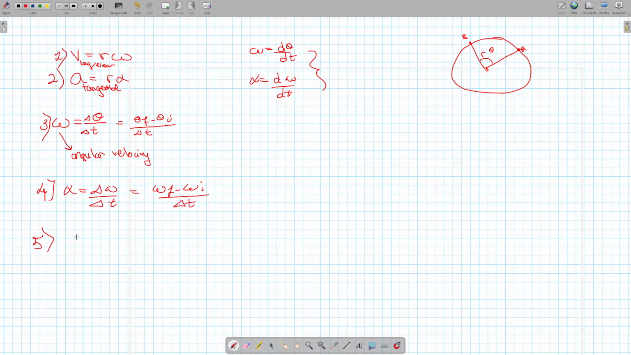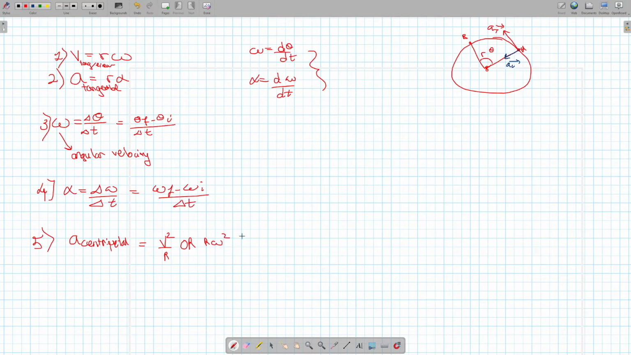Let's look at centripetal acceleration. Basically, there are two accelerations on a circle. There's a tangential acceleration, AT, which is along the tangent, and there's the centripetal acceleration, which is along the center and pulls you towards the center. This is otherwise known as normal acceleration. A centripetal is equal to V squared over R, or R omega squared.